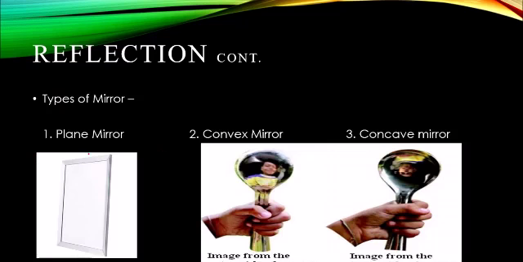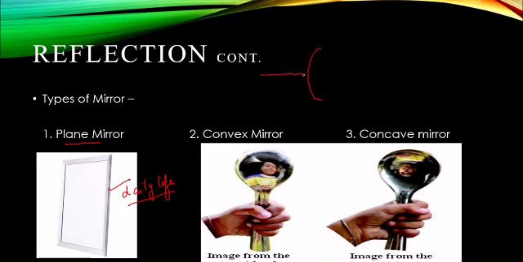Next comes the types of mirror. Plane mirror, you have seen almost everywhere. Everyone knows it; we use it in washrooms or near dressing tables. In our daily life we use plane mirrors, so we are very much aware of them. Second comes the convex mirror. A convex mirror is a mirror whose shape is bulged outwards.